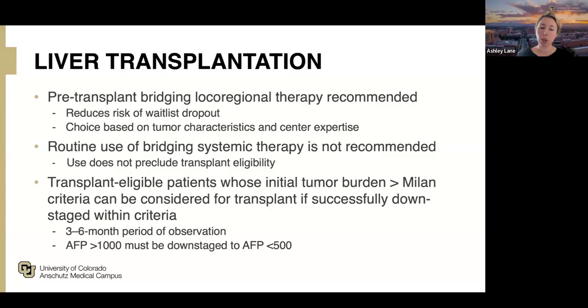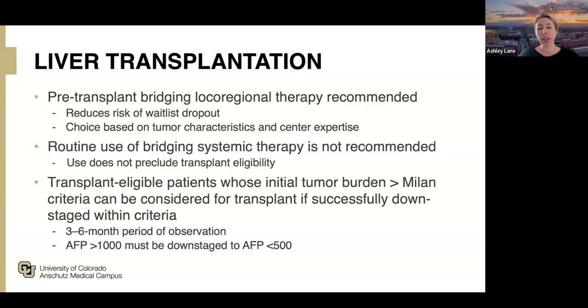And the choice of treatment is really based on the patient itself. So the individual tumor characteristics, their underlying degree of liver disease, and then the center's expertise. There was a recent UNOS analysis that suggested ablation or TARE may actually be a little bit better, so it's associated with a lower risk of waitlist dropout. So we don't typically use bridging systemic therapy. It's not recommended, although if it has been used, it doesn't preclude transplant eligibility.